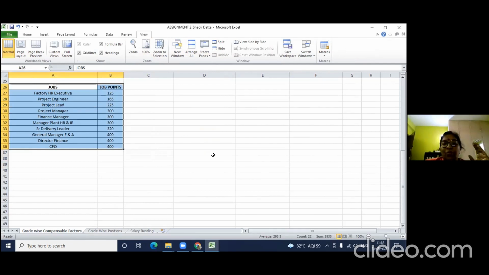Now, what have you done? You have evaluated the jobs through the point plan method and arrived at a hierarchy. According to you, jobs with the highest points, 400, 400, 400, are the jobs of higher worth and value. Which is your lowest or least job? Factory HR executive, which has 125 points only, and the others have 400.